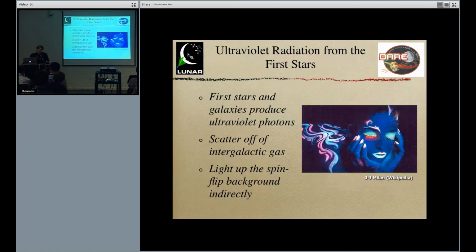But that's about the time that the first stars in the history of the universe form. And those first stars turn on this spin flip background through a process that's analogous to fluorescence. Okay, so this picture is showing some fluorescent makeup. If you look at it in visible light, you don't see anything. But if you shine a UV light on it, those UV photons excite the molecules. As the electrons decay, they decay through visible transitions, and so you see a glow. Right? And that's analogous to what the first stars do to the spin flip background. The ultraviolet photons excite the atoms. As those atoms decay then, they emit or absorb 21 centimeter spin flip photons, I should say.